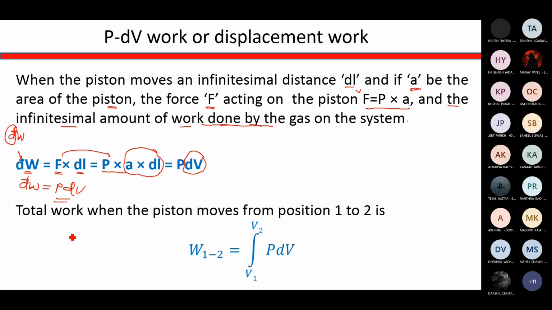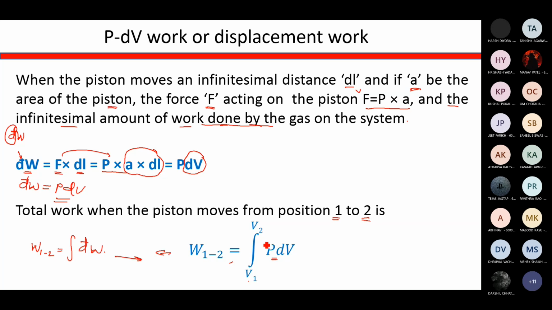Now it is time to find the total work done for the entire process 1 to 2. The total work when the piston moves from position 1 to position 2, or state 1 to state 2, is given by this expression. Before this, you should write that w1-2 is nothing but the integral of this d bar w, right? Then you get this expression: w1-2 is equal to the integral of p dv with the limits volume v1 to v2. So this is the expression for the p dv work.